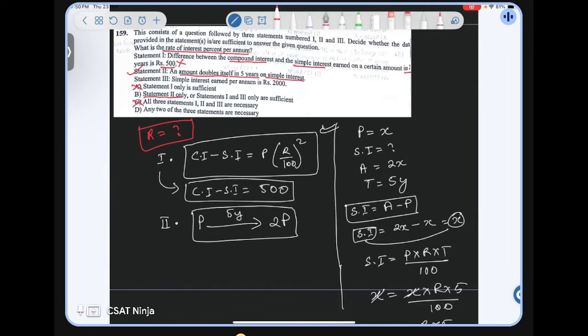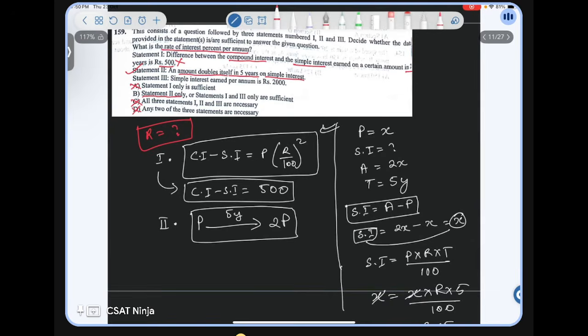Any 2 of the 3 statements are necessary. No, which means I can eliminate this option. Any 2 of this 3. That means statement number 2, I'm not combining with any of the statements, and I'm getting the answer. So directly, without solving statement number 3 also, you can get your answer here, which is option number B there.